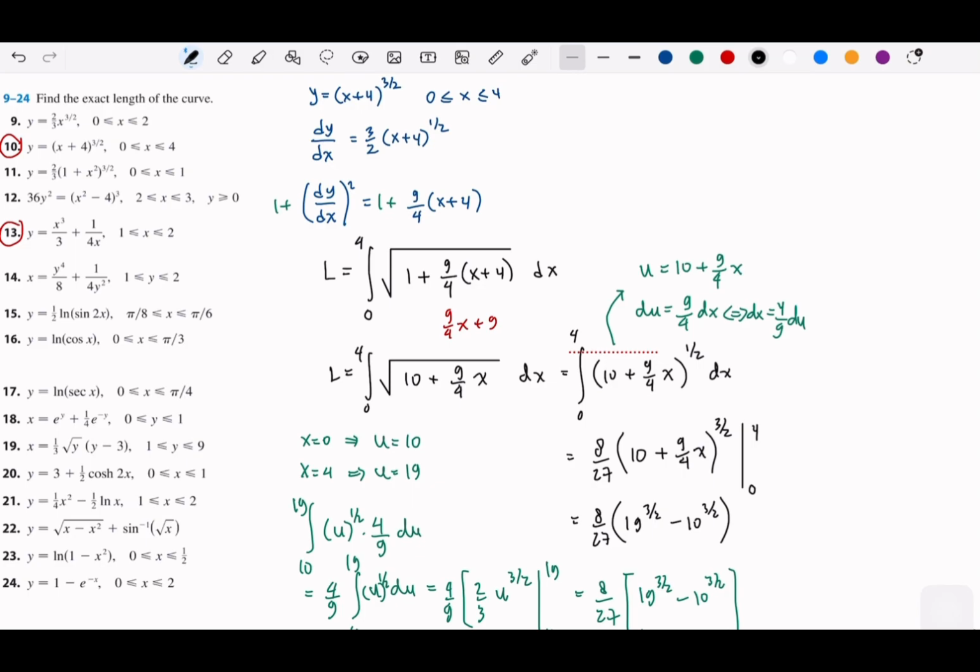But now let's try number 13. Number 13 is x cubed over 3 plus 1 over 4x. That's the function. And we have from 1 to 2 for the endpoints. So again, the first thing you need to do is finding the first derivative. So this is like reviewing your calculus 1, at least the first derivative and then the integration.